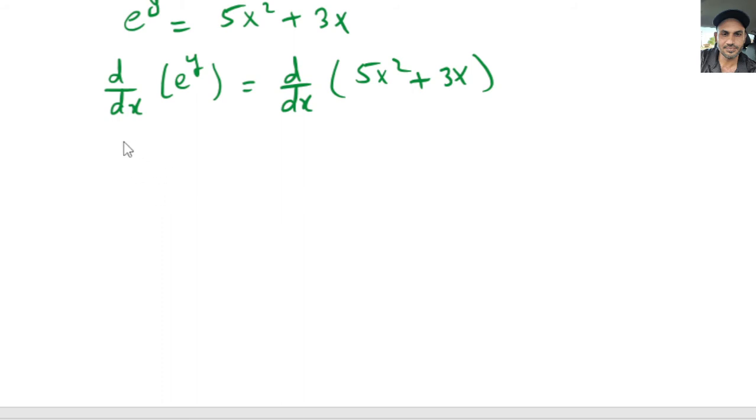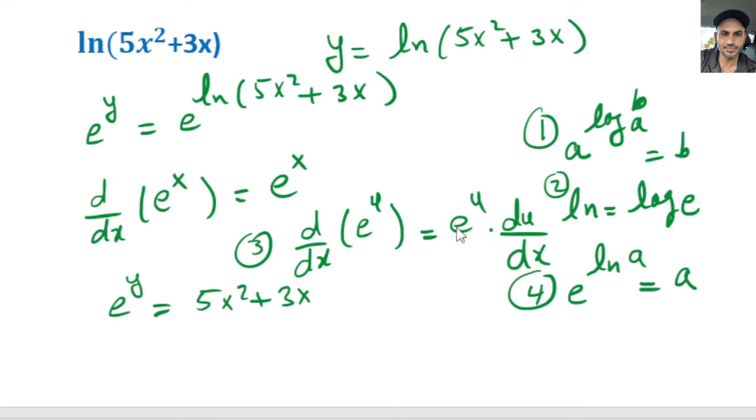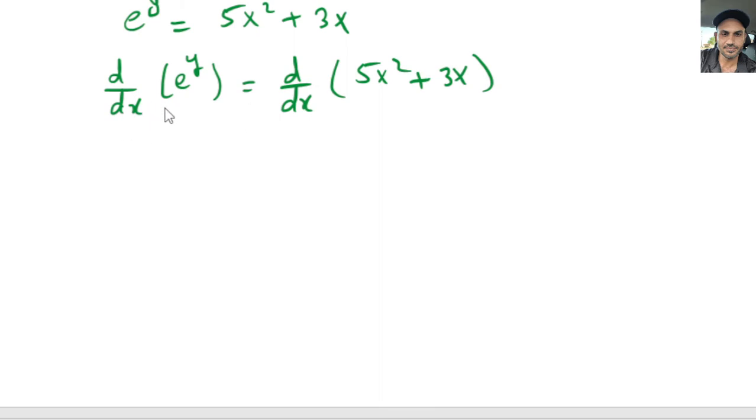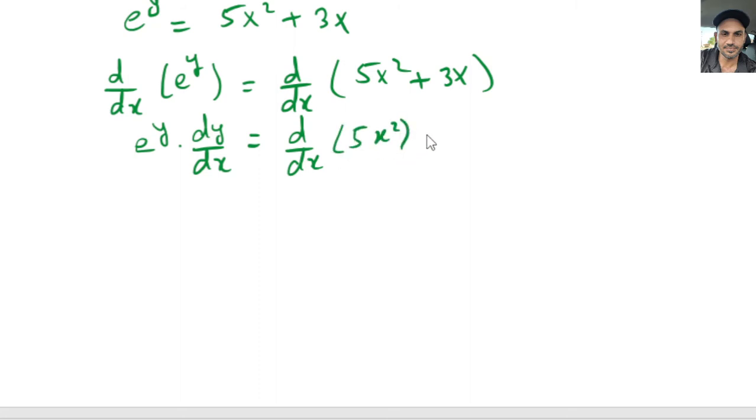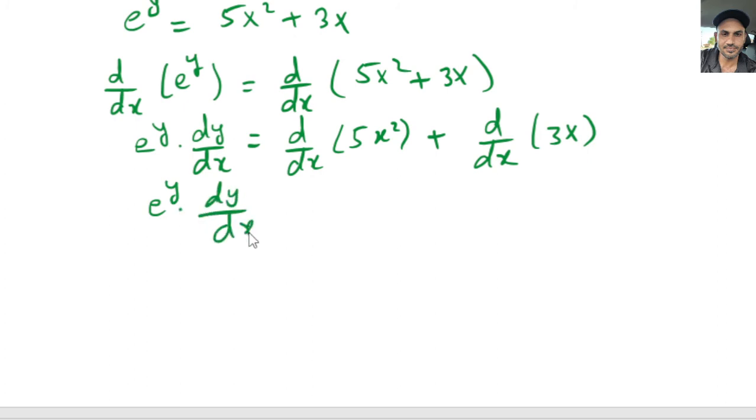Now the derivative of e to the y, we already learned that the derivative of e to the u equals e to the u times du over dx. So similarly, the derivative of e to the y is just e to the y times dy over dx. And on the right hand side, we can take the derivative of these terms separately: d over dx of 5x squared plus d over dx of 3x.